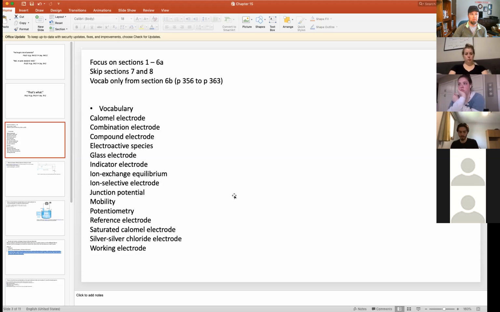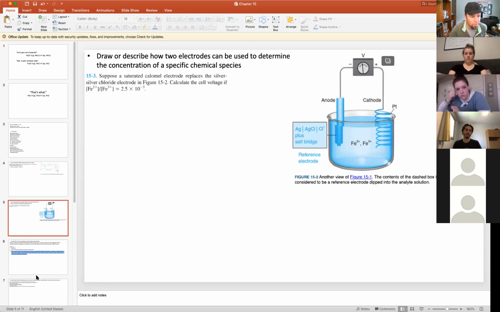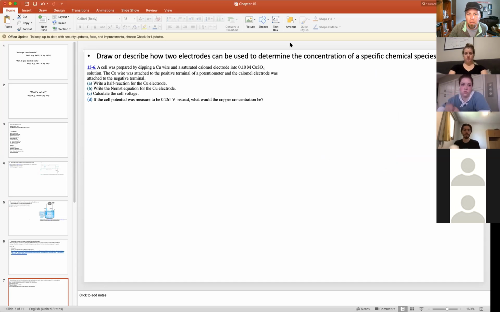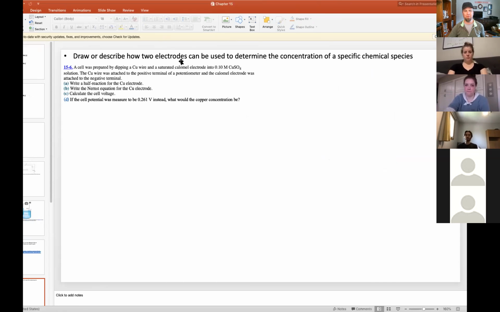Okay, so that hopefully kind of sets up our chapter 15 adequately. From there, of course, you have some learning objectives. I should make note that there's a learning objective I would like to modify just ever so slightly. Let me see if I can find it. Here we go. It's this learning objective on the top of this current slide. I think it's like the 3rd or 4th learning objective, where it asks you to draw or describe how 2 electrodes can be used to determine the concentration of a specific chemical species.